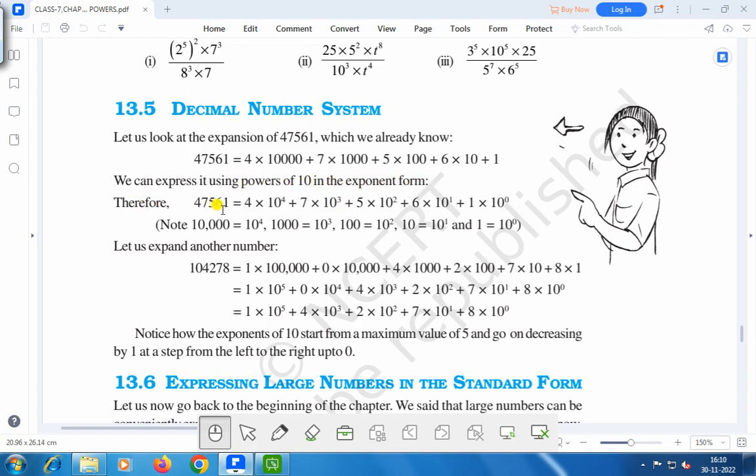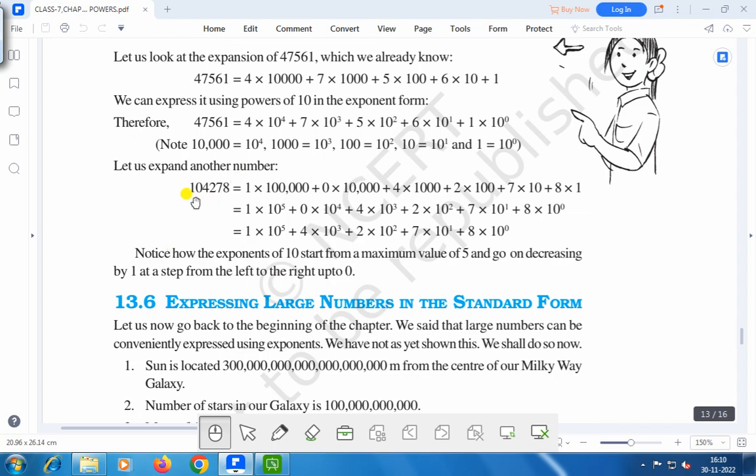Therefore 47561 can be written as 4 into 10 to the power 4 plus 7 into 10 to the power 3 plus 5 into 10 to the power 2 plus 6 into 10 to the power 1 plus 1 into 10 to the power 0. Right? Let us explain another number, 104278, that is 1 into 10 to the power 5 plus 0 into 10 to the power 4 plus 4 into 10 to the power 3 plus 2 into 10 to the power 2 plus 7 into 10 to the power 1 plus 8 into 10 to the power 0.